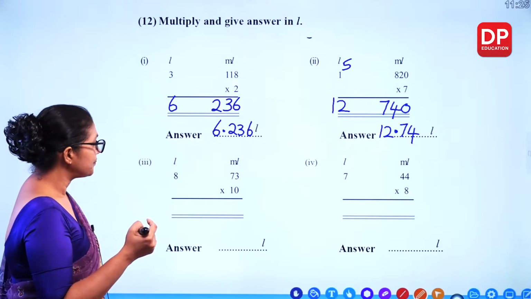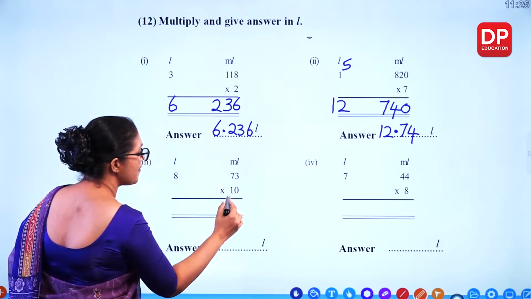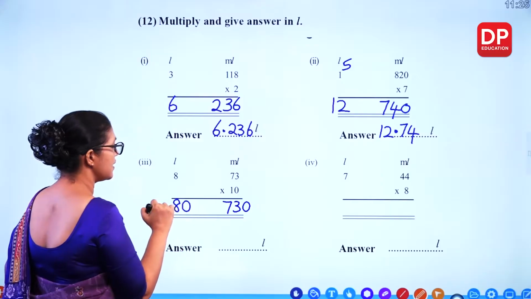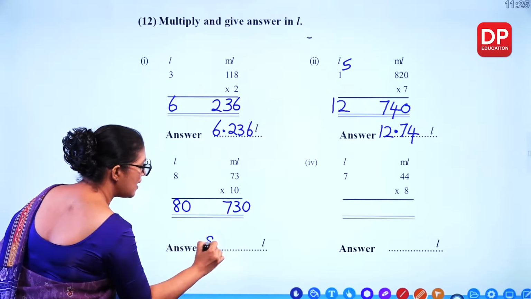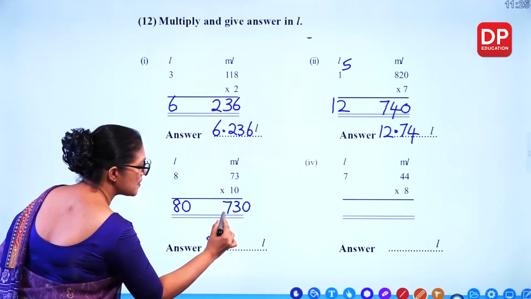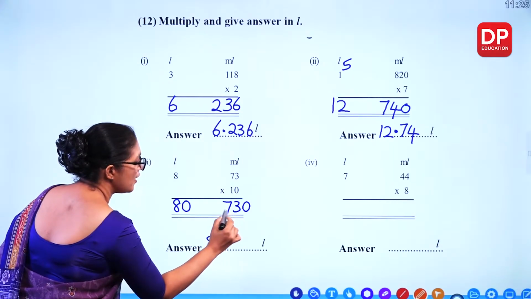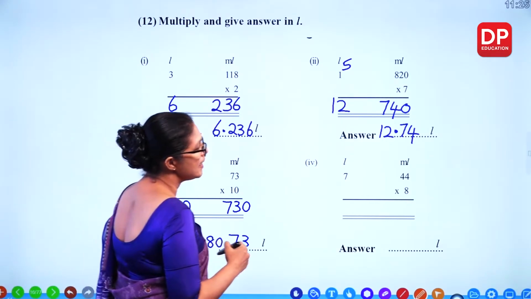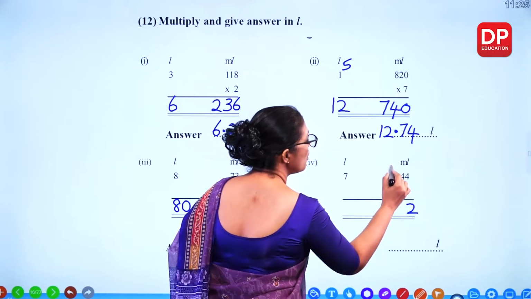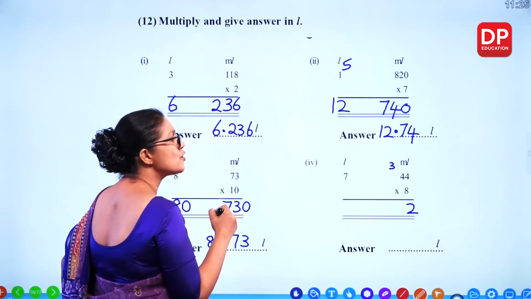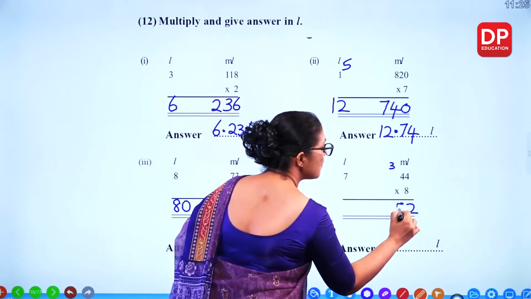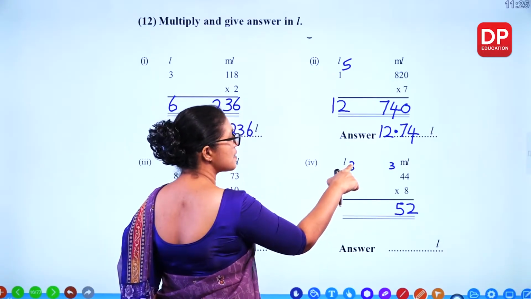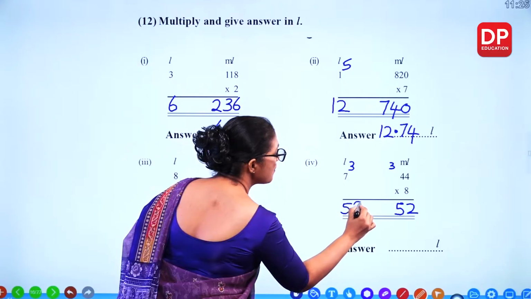Multiply by 10. So you get 730. 10 times 8, 80. Now how many liters are there? 80 liters. This becomes the decimal value, 0.73. Multiply by 8 here. 8 times 4, 32. 3 remaining. 8 times 4, 32 plus 3, 35. 3 you are taking here. 8 times 7, 56. 56 plus 3, 59.